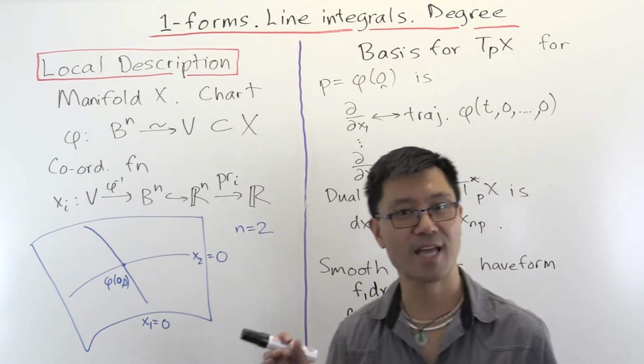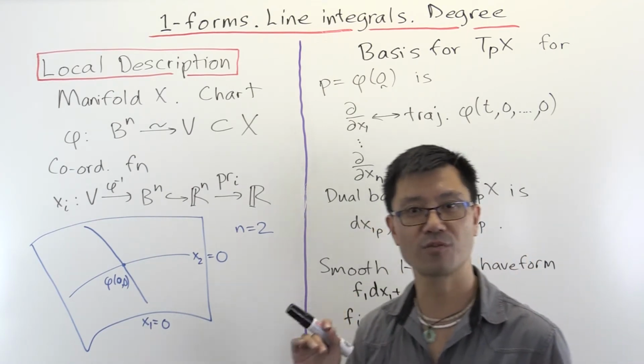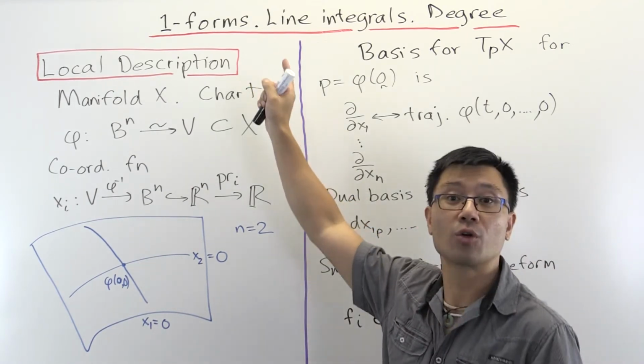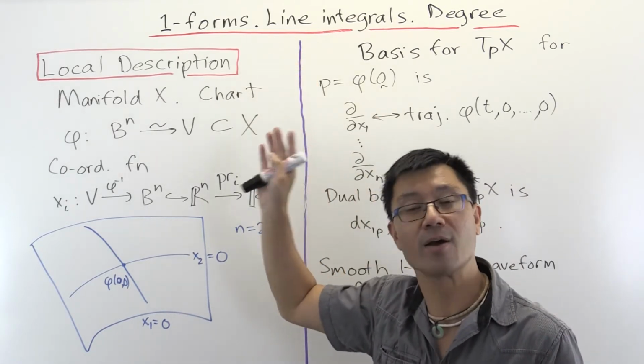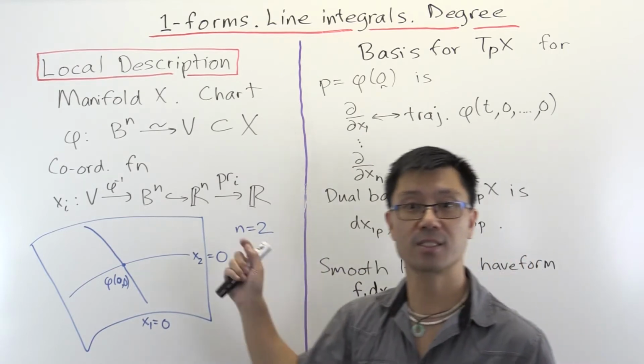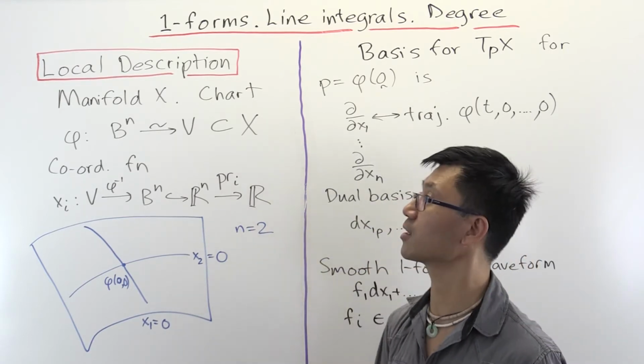To get a better understanding of these one forms and tangent vectors, it's often good to have a look locally at what's going on. So what I want to do now is to give a local description of these tangent vectors and cotangent vectors.